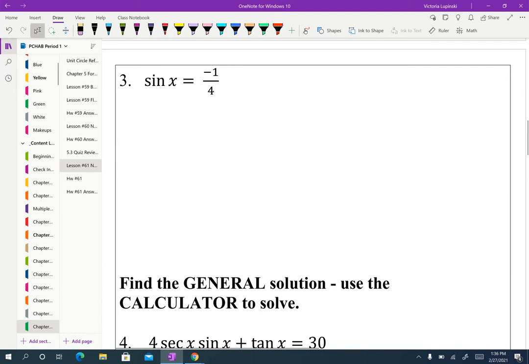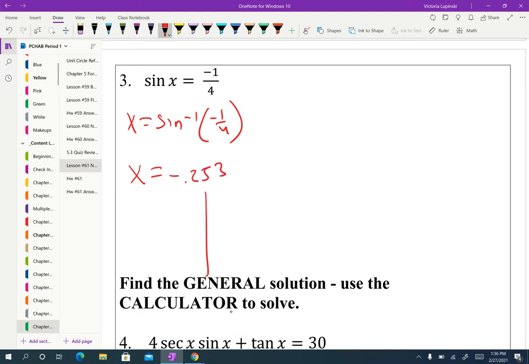Here for number 3, the sine of x equals negative 1/4. Again, look at your circle. There are no y values equal to negative 1/4. So that's how I know it's a calculator situation. So I'm going to do the inverse sine of negative 1/4. If I go ahead and do that, that is going to give me an answer of negative 0.253.